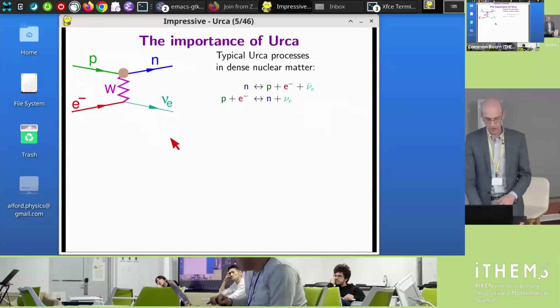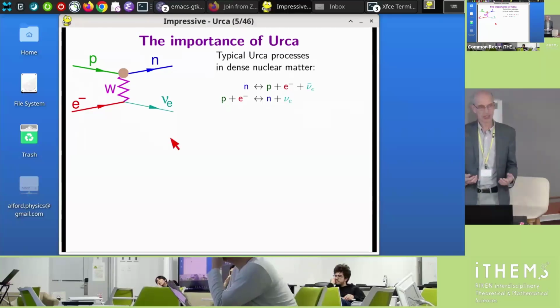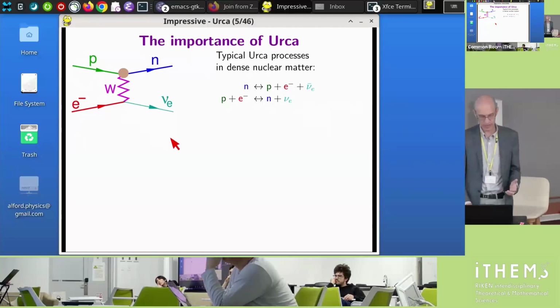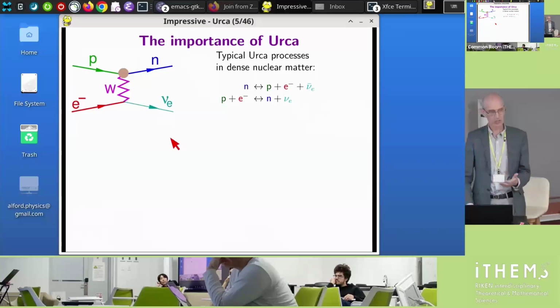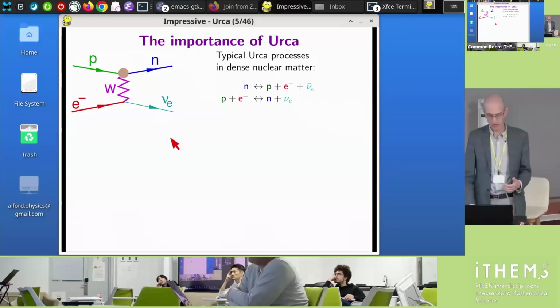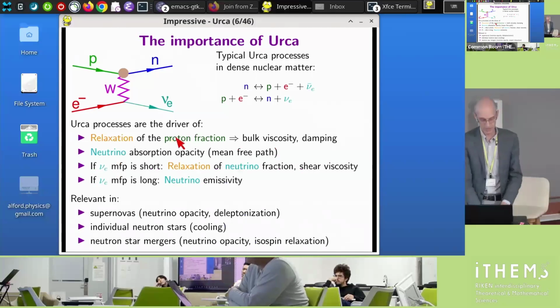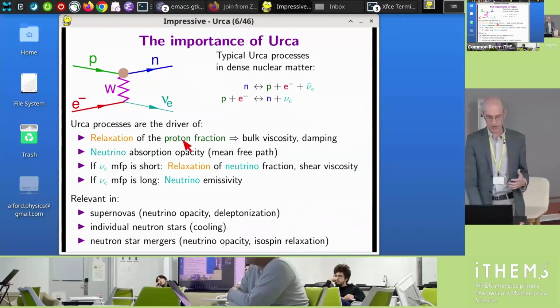So, okay, that's an Urca process. It's a process where the identity of particles changes. Only the weak interaction can do that, right? Electromagnetism can't change the identity of a particle. Strong interaction can't change the identity of a particle. So the weak interaction is the only interaction that can do this. And so it plays an important role in some things. For example, how the proton fraction relaxes to its equilibrium value is through processes like this, because these processes can change the number of protons. And that leads to bulk viscosity and damping, as I discussed in the last talk.